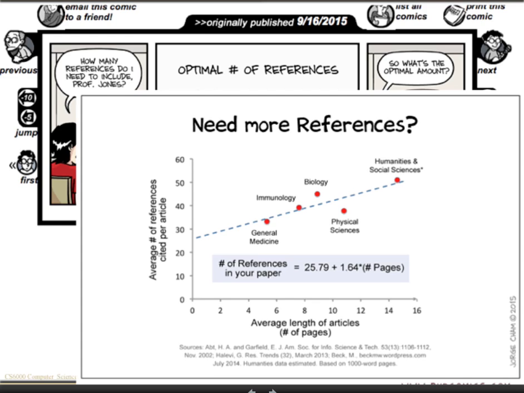And then you can look at them. If you look at the average number of cited papers, it also goes up as the length of papers goes up in different fields. The same is true in computer science. If you have longer papers, they tend to have more stuff in them.